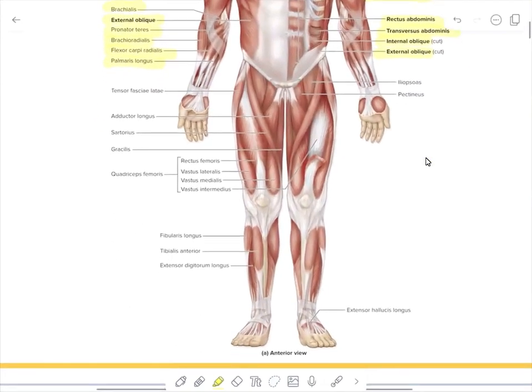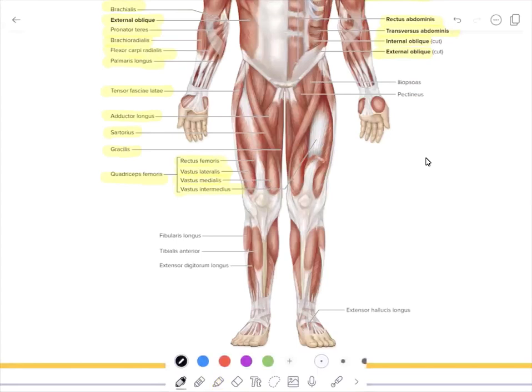In the lower part of the body, on the superficial side, we see the tensor fascia latae, adductor longus, sartorius, which is the longest muscle in the body, the gracilis, the quadriceps femoris group. It's called this because it's actually made up of four different muscles called the rectus femoris, vastus lateralis, vastus medialis, and vastus intermedius. A way to quickly remember this group is Rex and his three vastus sisters. A lot of times when you learn the names for some of the muscles, there are little memory tricks that can help you.